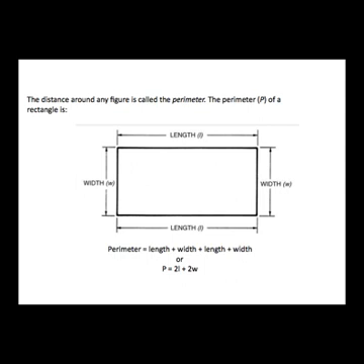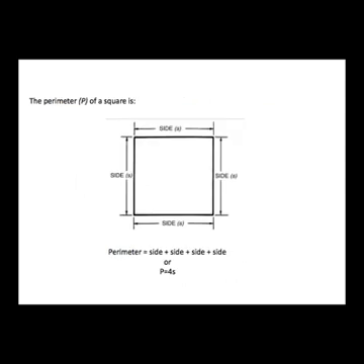The distance around a figure is called a perimeter. The perimeter of a rectangle is the length plus the width plus the length plus the width, or perimeter equals 2 times the length plus 2 times the width. Perimeter of a square is 4 times the side, or side plus side plus side plus side.